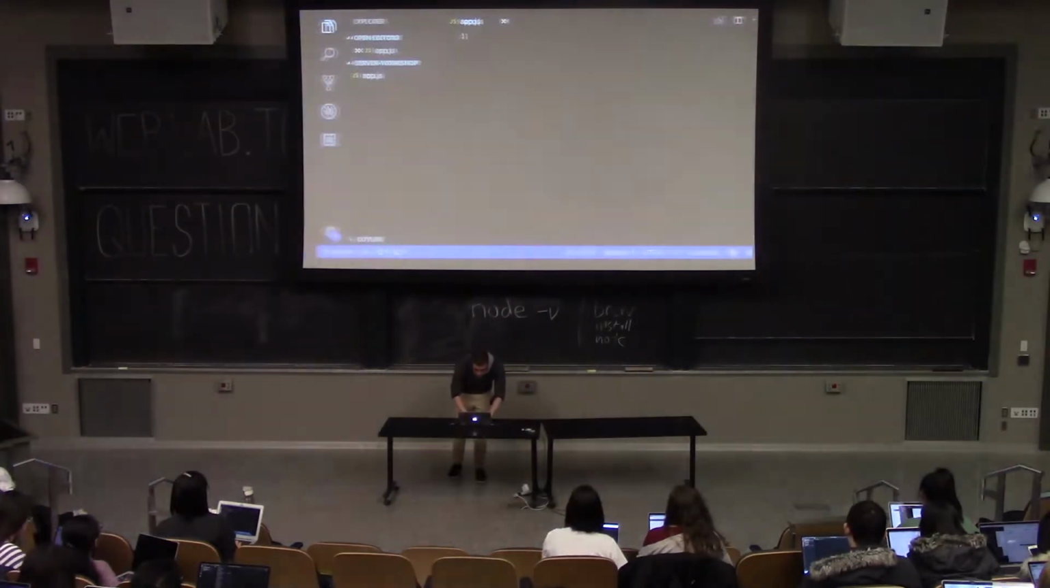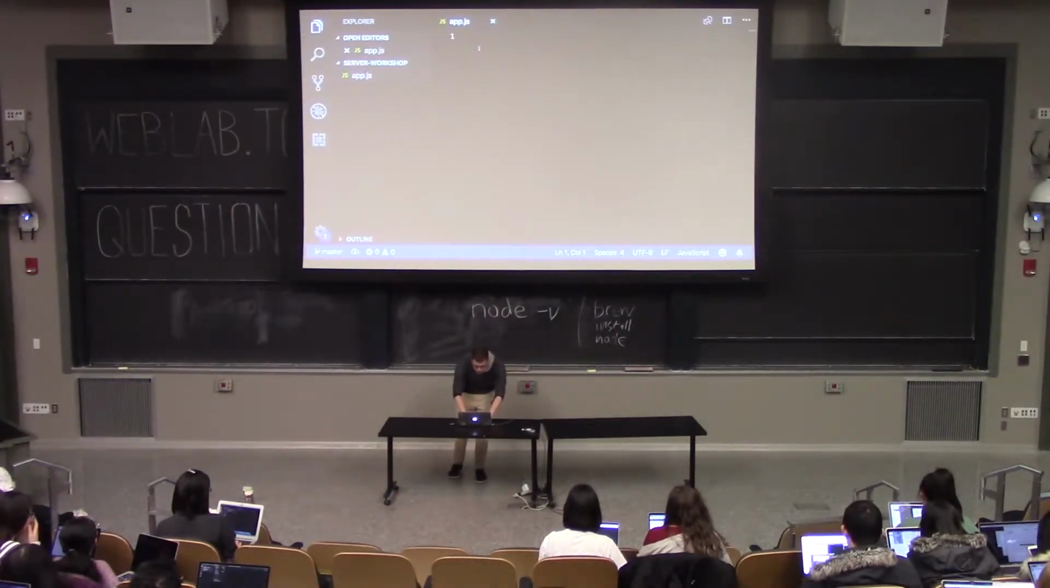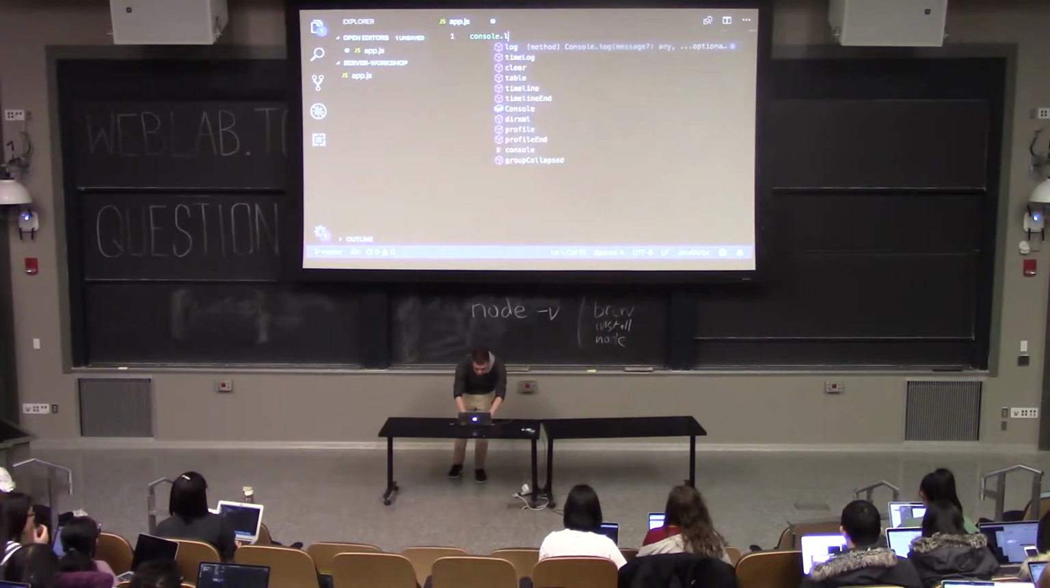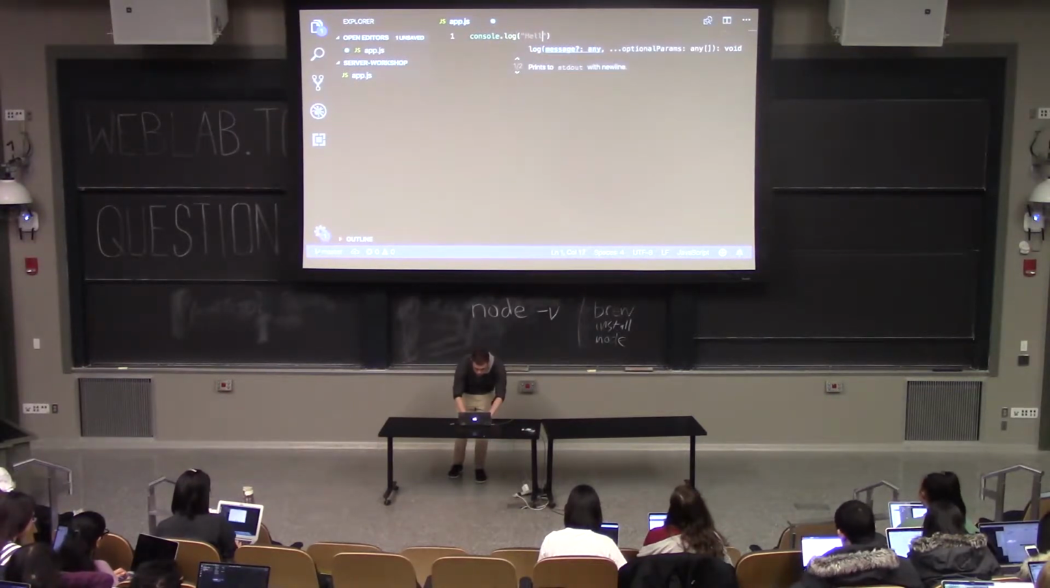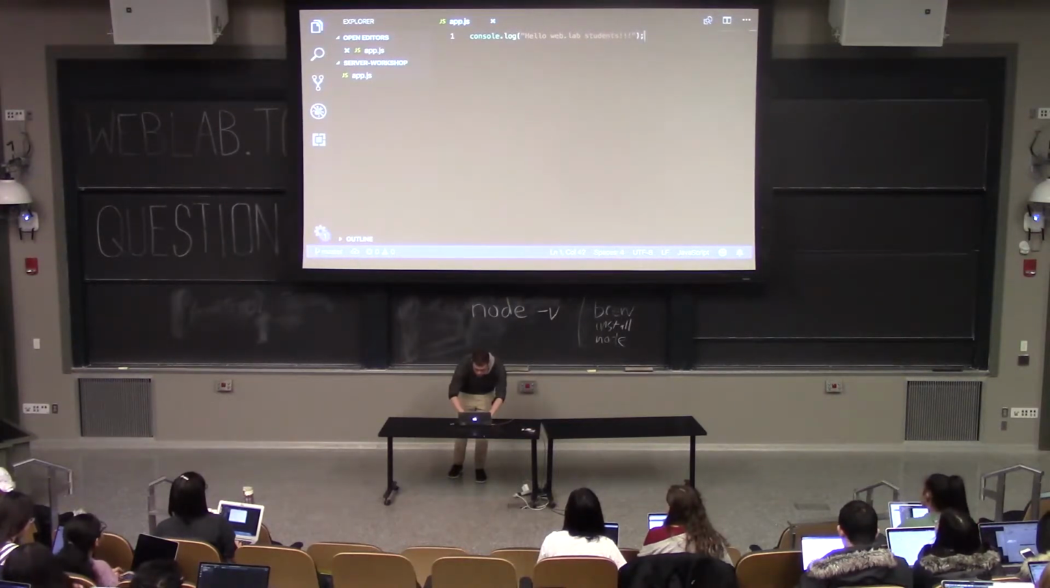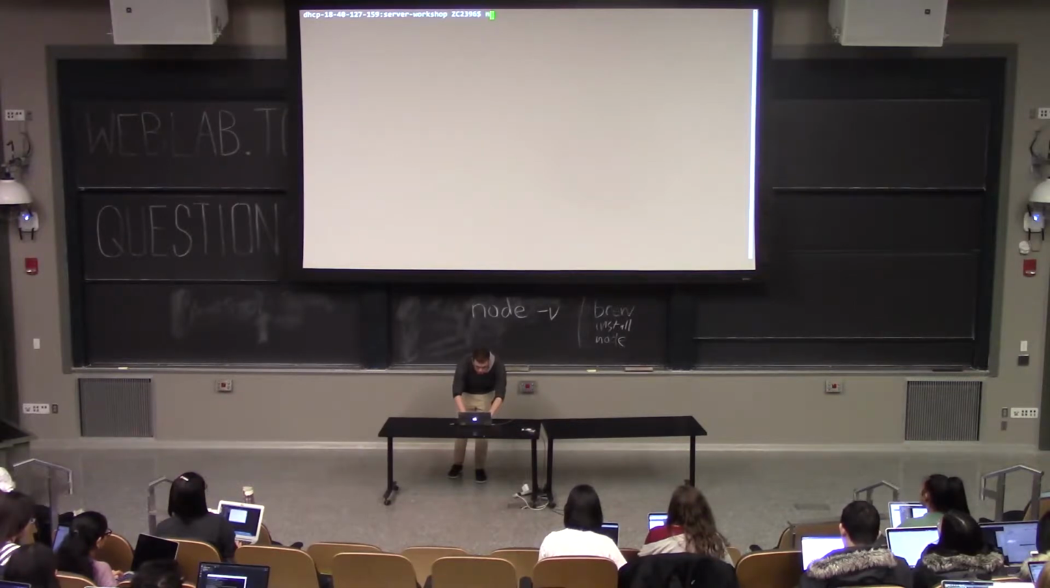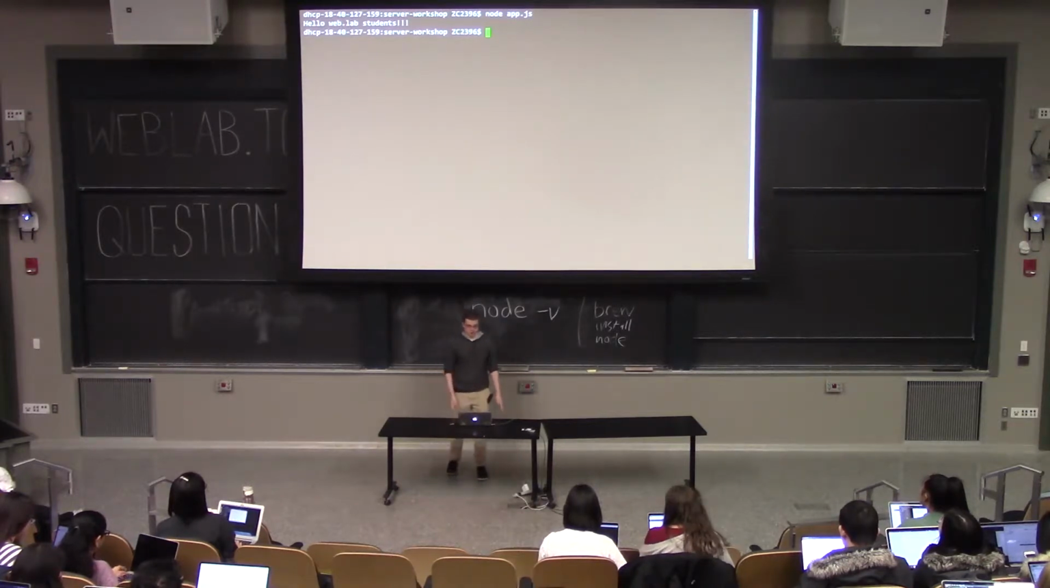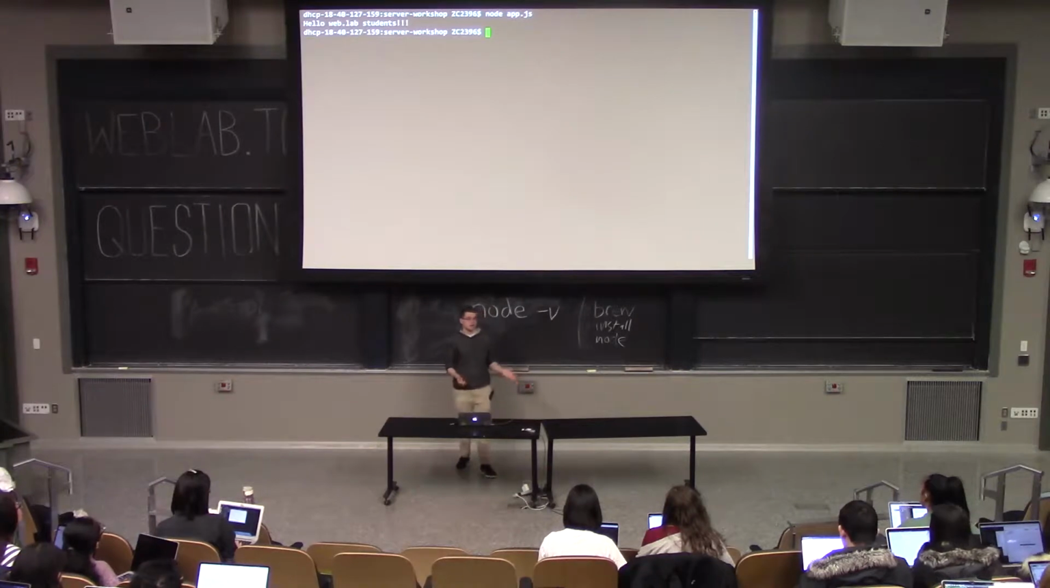So we go into our app.js, add console.log, and say hello web, save, and go into the workshop folder and do node app.js. It will print out the statement, and it will finish and go back to our terminal where we can run other commands. But basically, again, Node's just running our JavaScript code for us.